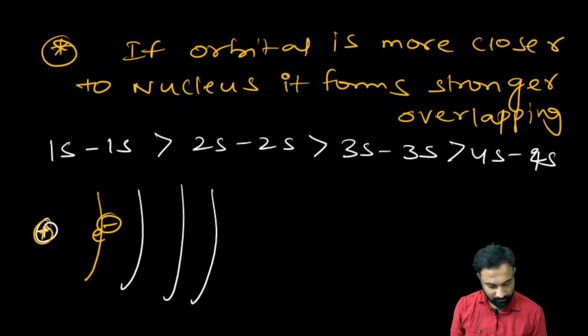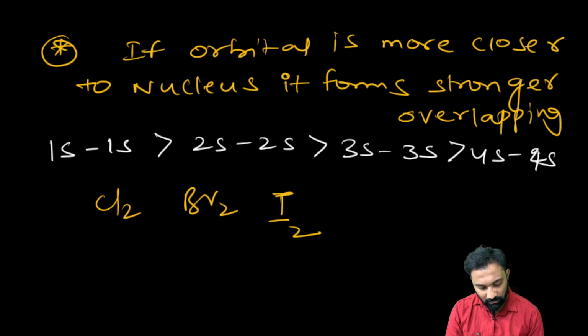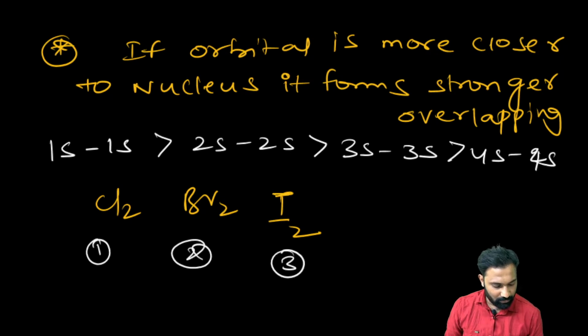Now you have to tell me in which overlapping the bonds are formed strong. Cl2, Br2, F2, I2, if they are given, among these, which overlapping is more effective? Which overlapping is more effective?